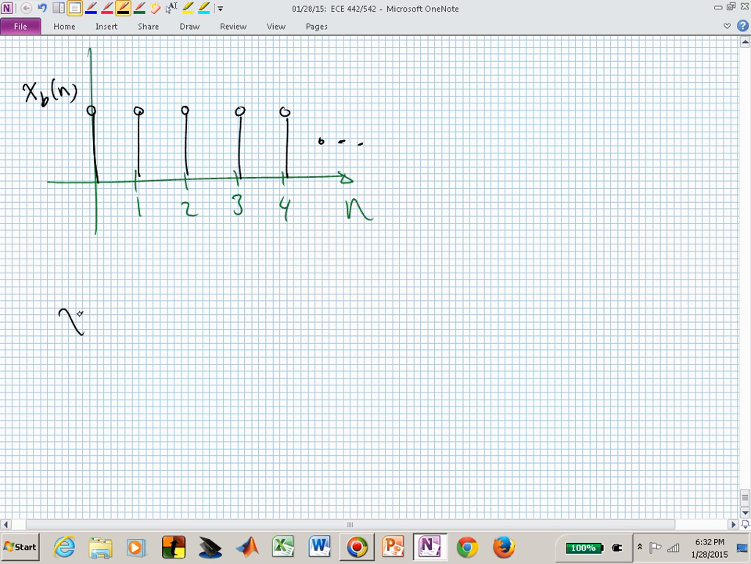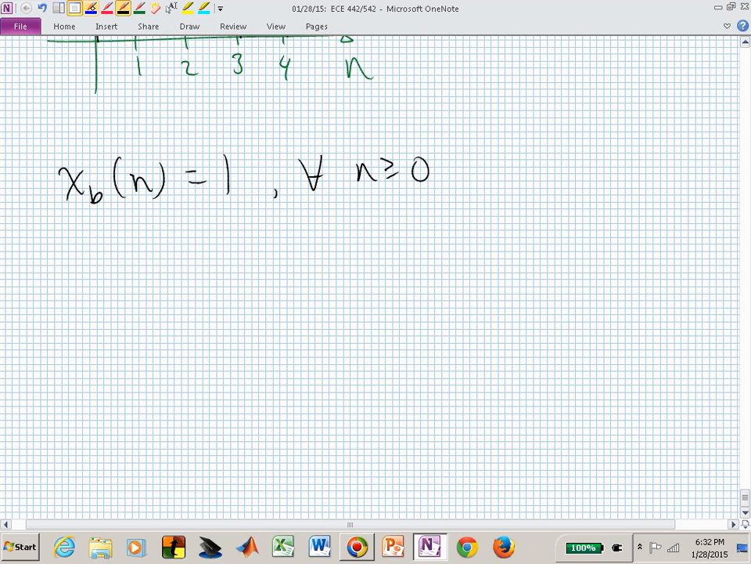We could then define x sub b of n is equal to 1 for all n greater than or equal to 0. We want to know what's its z transform? What's the z transform of that unit step? By definition, that's this sum from n equals minus infinity to infinity. We'll just go ahead and say that two-sided. It doesn't really matter because x sub b of n is only one-sided, isn't it?